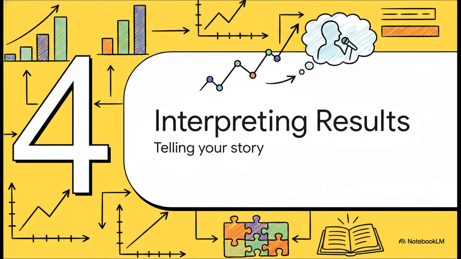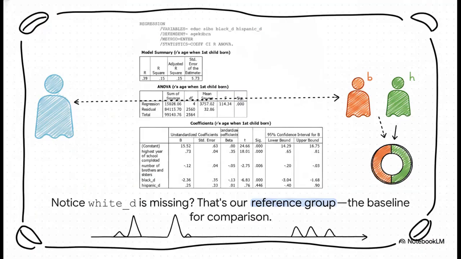All right, section 4, interpreting the results. This is where we learn how to translate all that computer output into a story that actually makes sense. So here it is, our new regression output. Now look closely. You see black_D and Hispanic_D in the model, right? But white_D, it's missing. That's on purpose. By leaving it out, we've made it our reference group. It's the silent baseline that everything else is now being measured against. The whole story is now told in relation to that group.